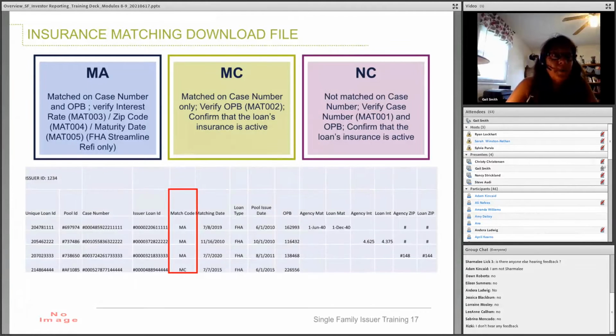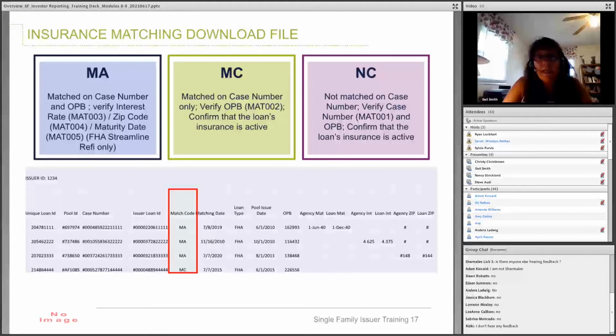Insurance matching download file, the match codes. An MA match code means that you matched on case number and OPB, the 2-string match. For streamlined FHA loans, we also match on interest rate, zip code, and maturity date. If you see an MC match status code, that means we could only match on the case number you're reporting. Please again verify that the OPB matches the note and that the loan is actively insured.